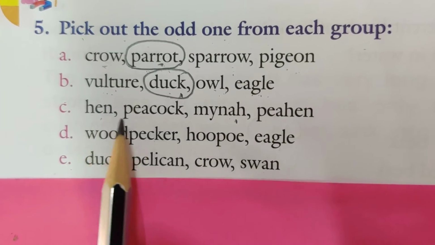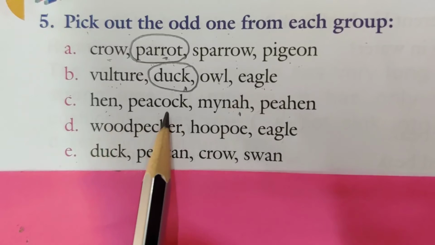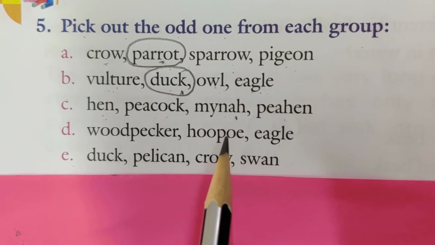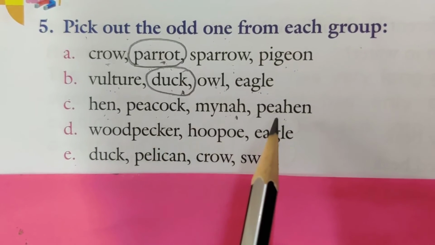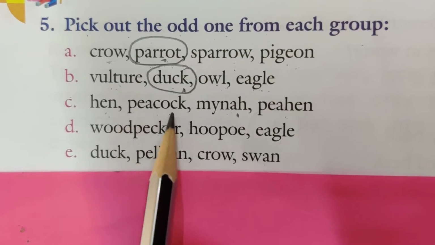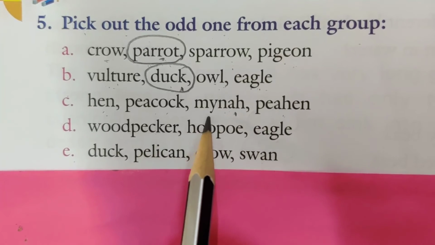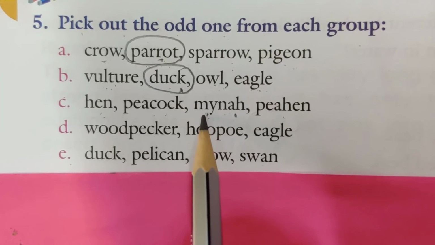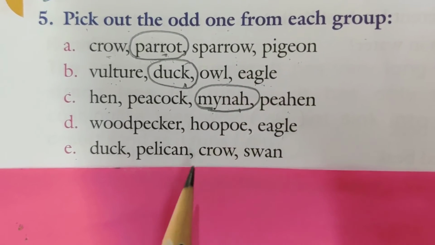Next, hen, peacock, myna and peahen. In this, which is the different one, Nana? Tell me. Yes. Hen, peacock and peahen are the scratchers. Yes or no, children? Yes. Whereas myna is a nutcracker. Right? Myna is a nutcracker; it cracks nuts. So myna is the different one here.